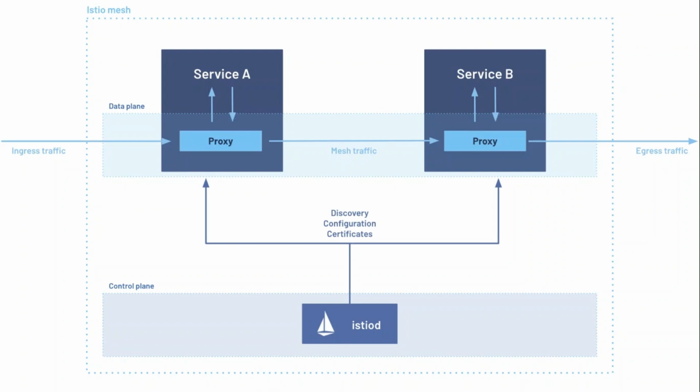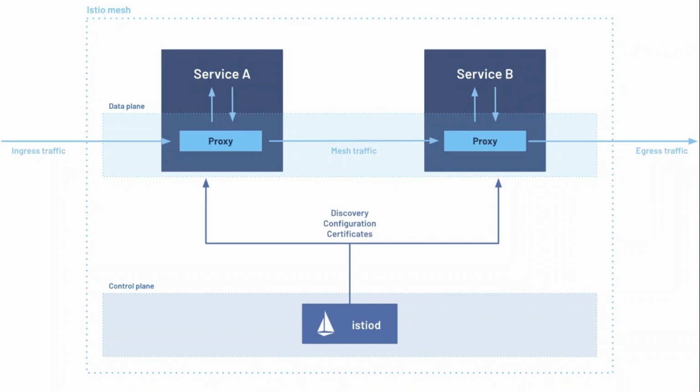Next, the control plane is represented by a component called Istio. It is responsible for managing the proxies in the data plane by providing discovery, configuration, and certificates. Discovery helps services find each other. Configuration ensures proxies know the rules for routing, security, and policies. Certificates provide encryption for secure communication.